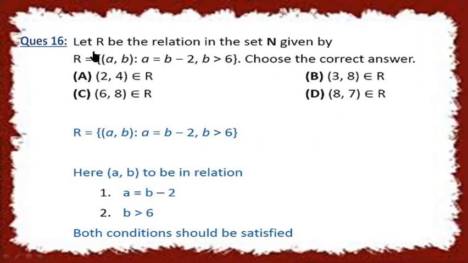Then we have question number 16. Let R be the relation in the set N, N meaning natural numbers, given by R = {(a, b): a = b minus 2 and b greater than 6}. So choose the correct option. Here we have to check one by one. For (a, b) to be in the relation, a is equal to b minus 2 and b should be greater than 6. Both conditions should be satisfied.